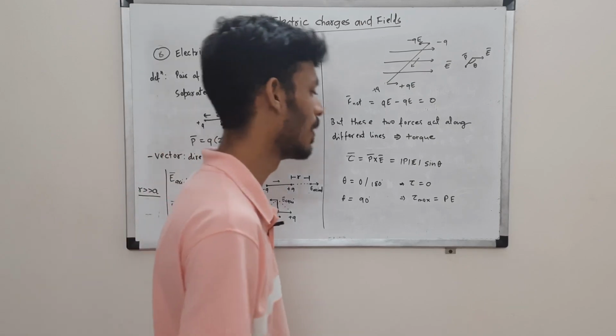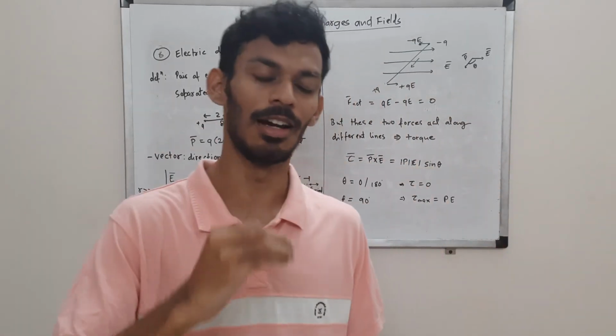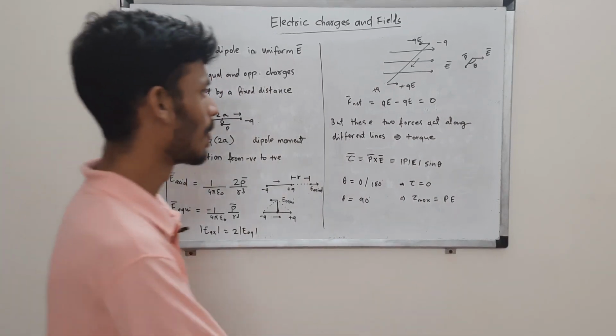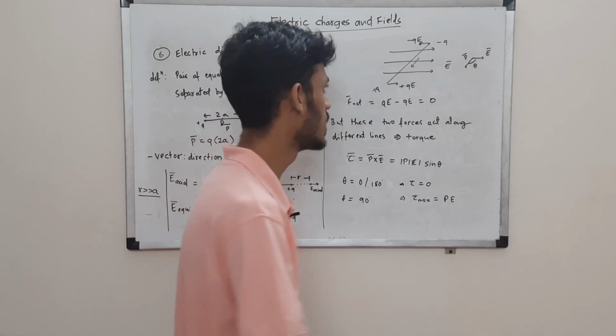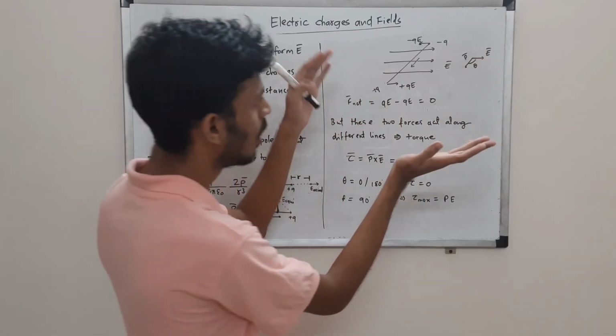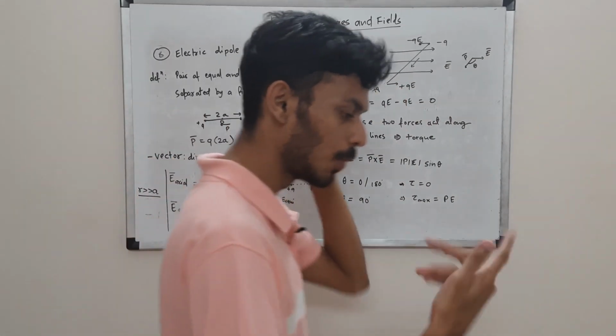Very important that you remember this. The net force on a dipole placed in a uniform electric field is 0. Okay, now let's come to the torque. You can see that these two forces are acting along two different lines, so it will try to rotate this dipole.